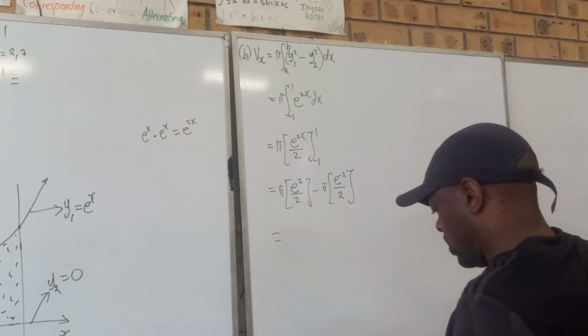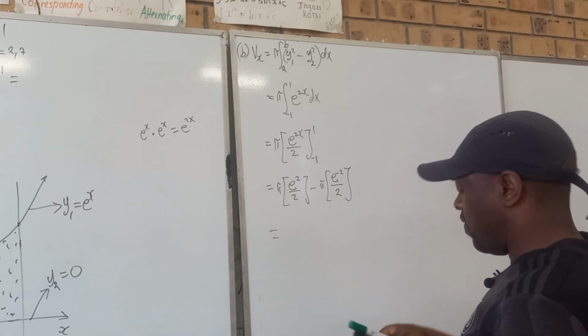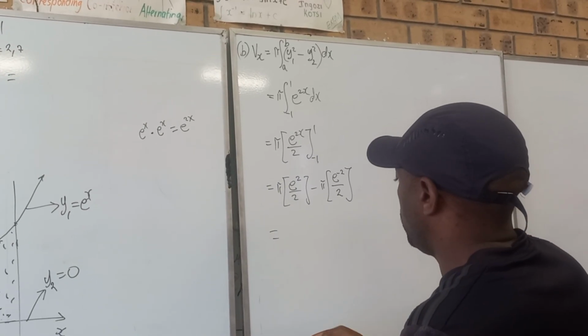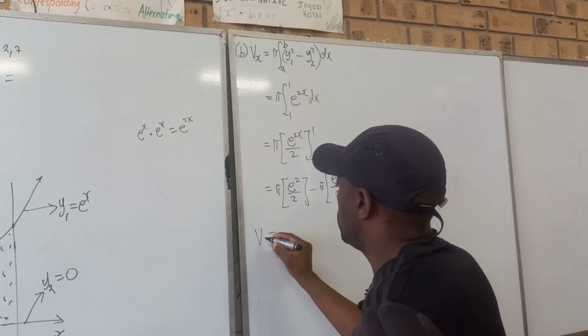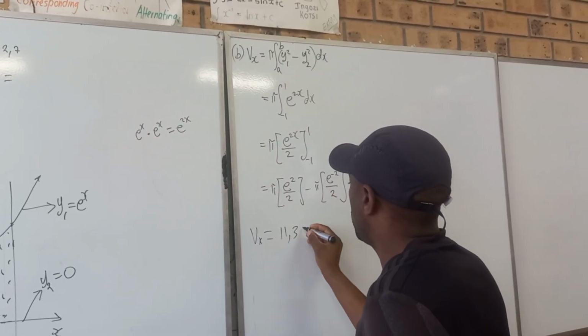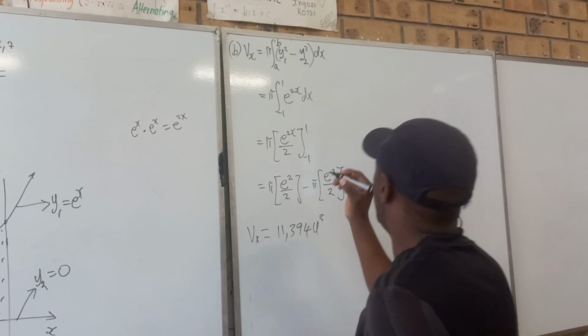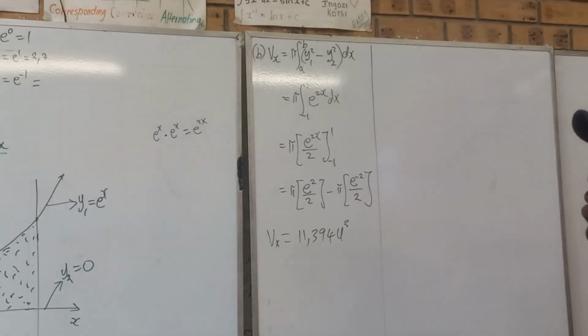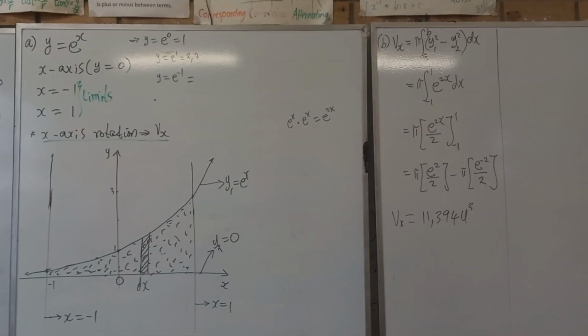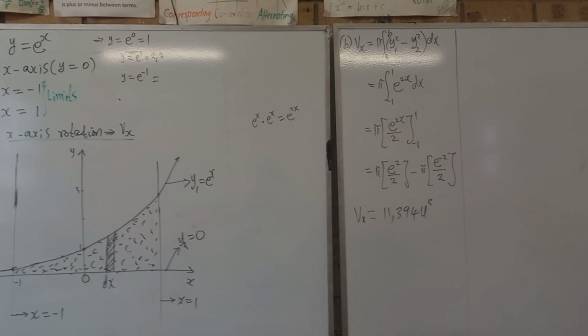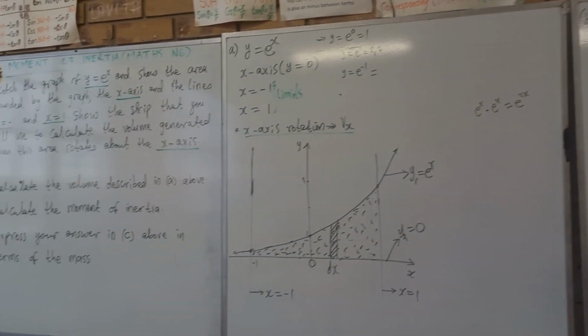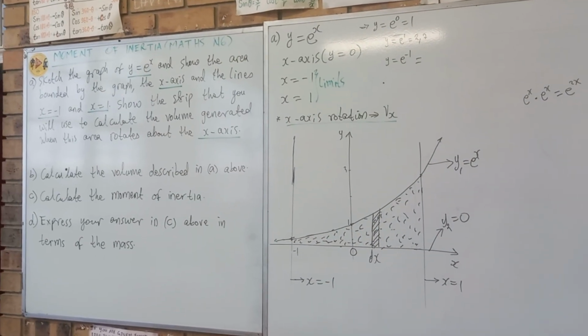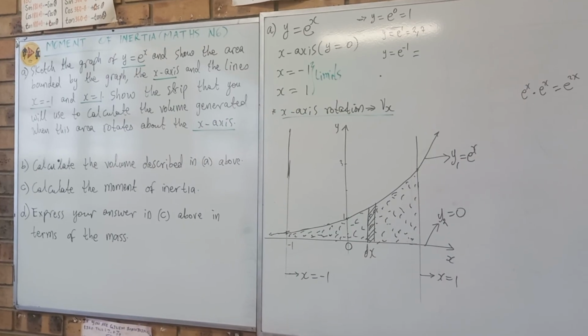So my answer is 11.394 unit cubed. So that's my volume. That's how simple it is to get the volume. So I guess that is okay for everyone. Now let's go to the C part, which says we should calculate our moment of inertia.